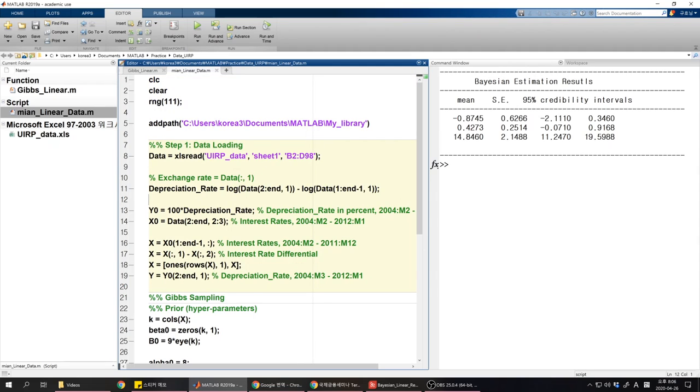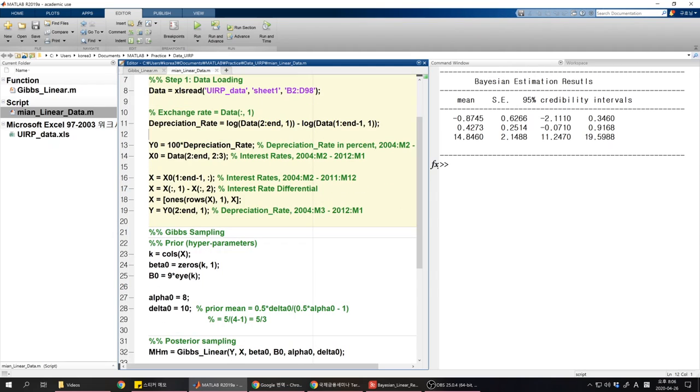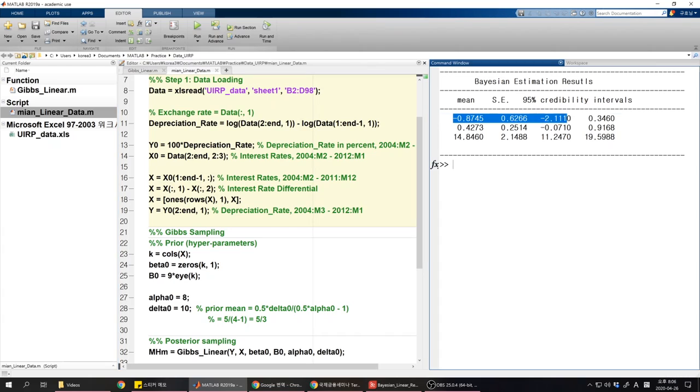It should be. Okay. So then, in the last class, we tested UIRP. In the UIRP equation, we have two independent variables. The first one is the intercept term. The second one is the cross-country interest rate differential, just the interest rate difference between Korea and the U.S. So then this was our finding, right? Here, particularly this one, right?